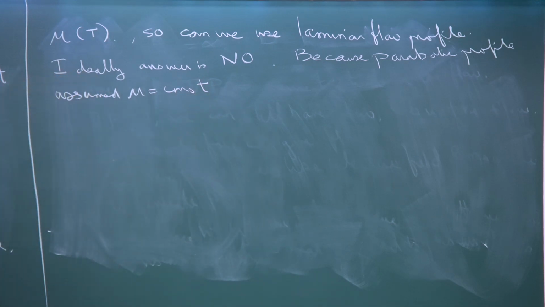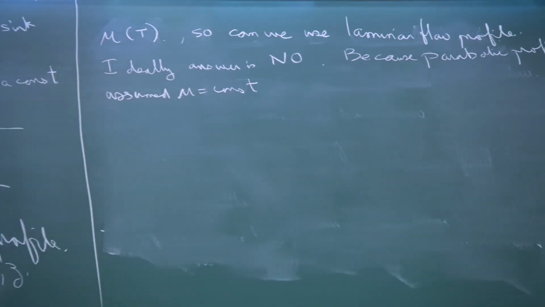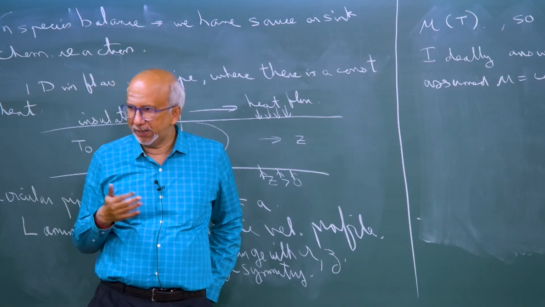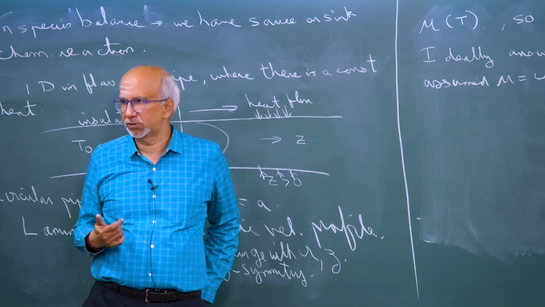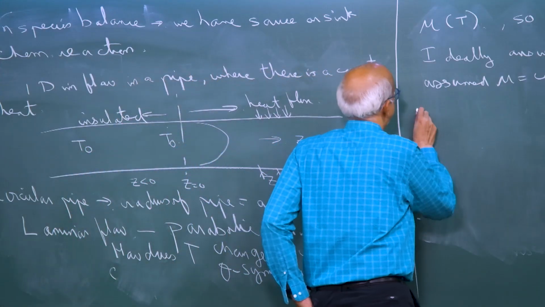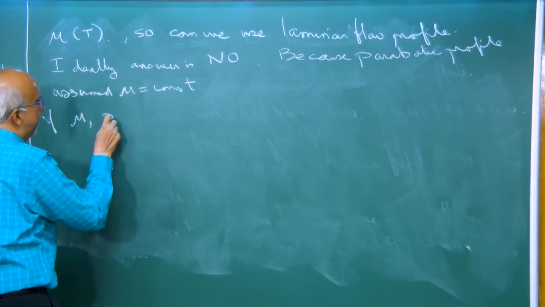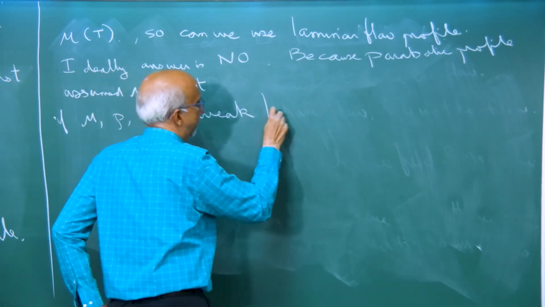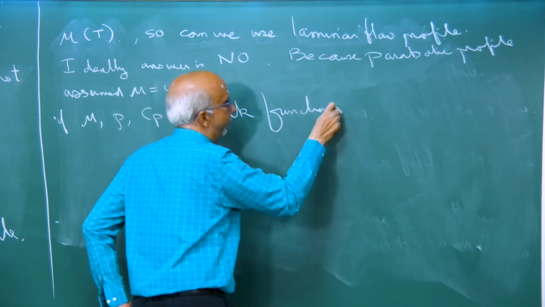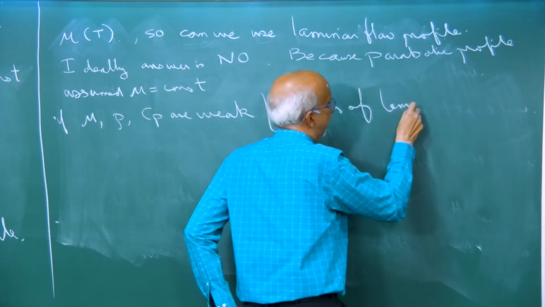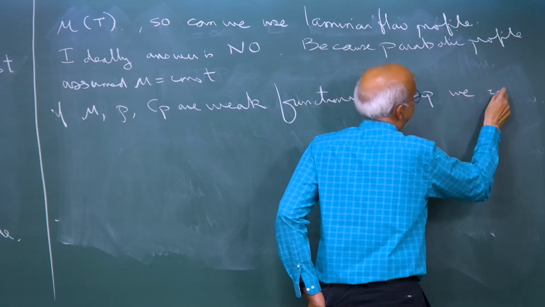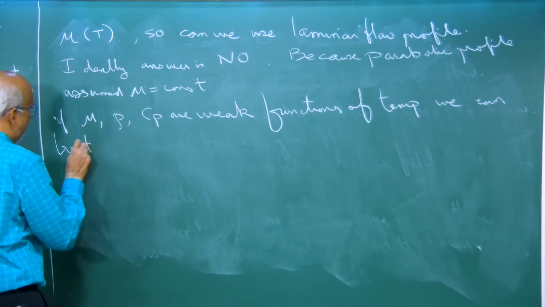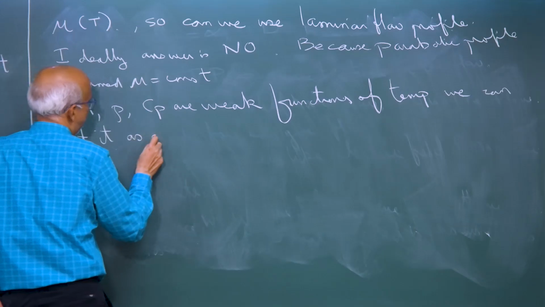But supposing viscosity is a weak function of temperature and all other properties are also weak functions of temperature, then I can possibly treat these properties, for all practical purposes, as constant. So, if viscosity, density and specific heat are weak functions of temperature, we can treat them as constant.